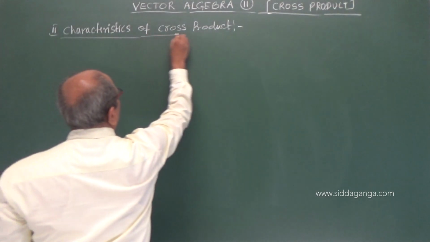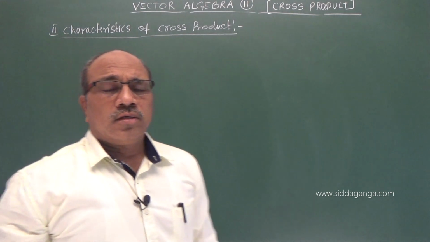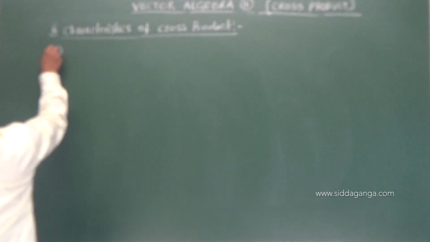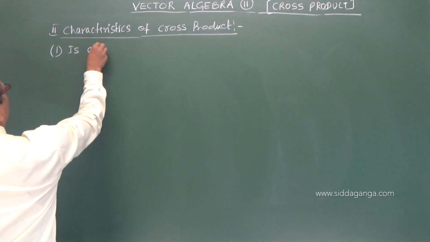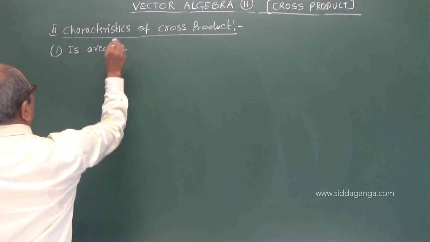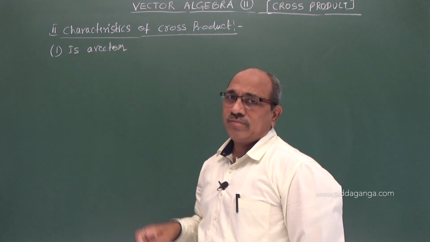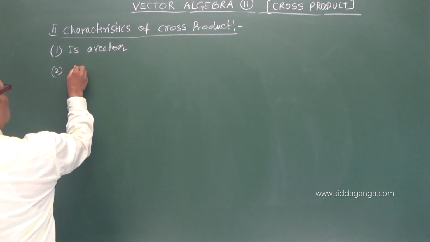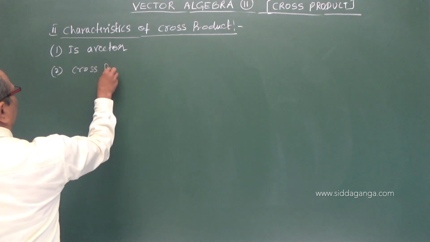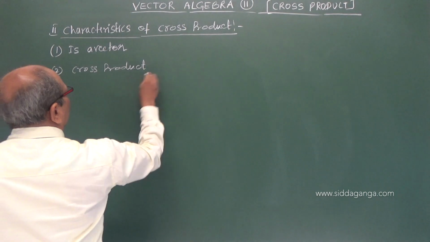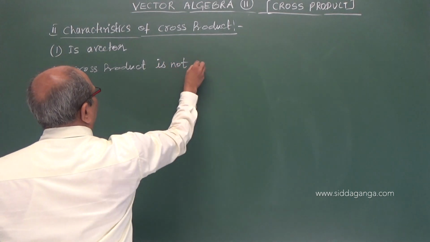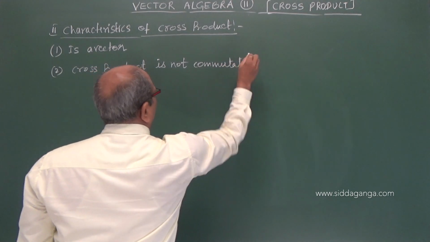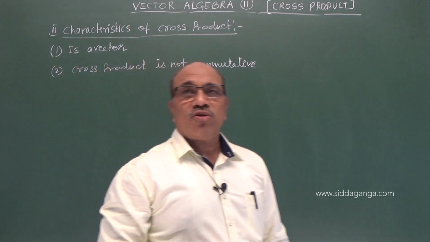Something we have learned here. Dot product is purely a scalar, but the cross product is a vector. It has both magnitude and direction, because of which you come to know the cross product is not commutative.